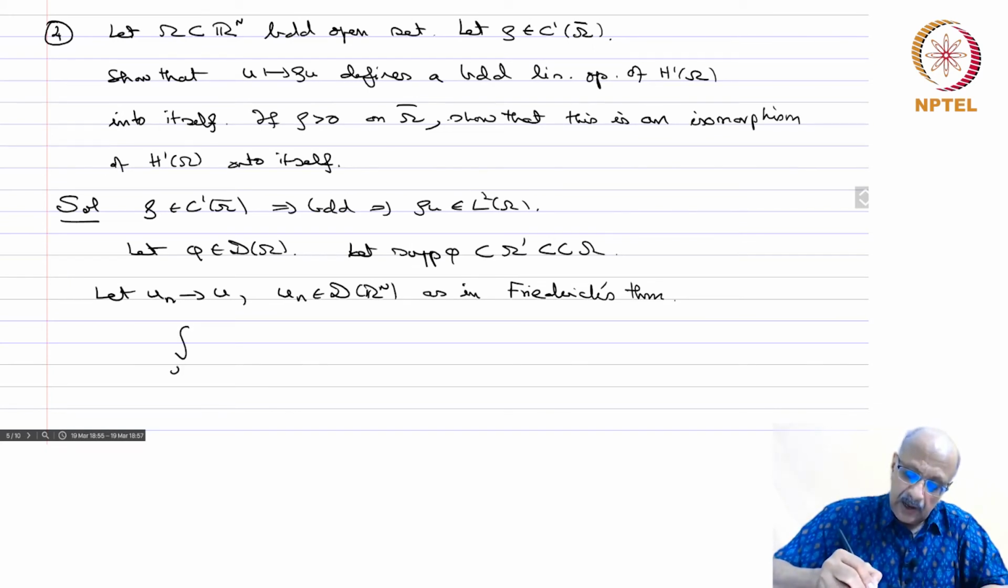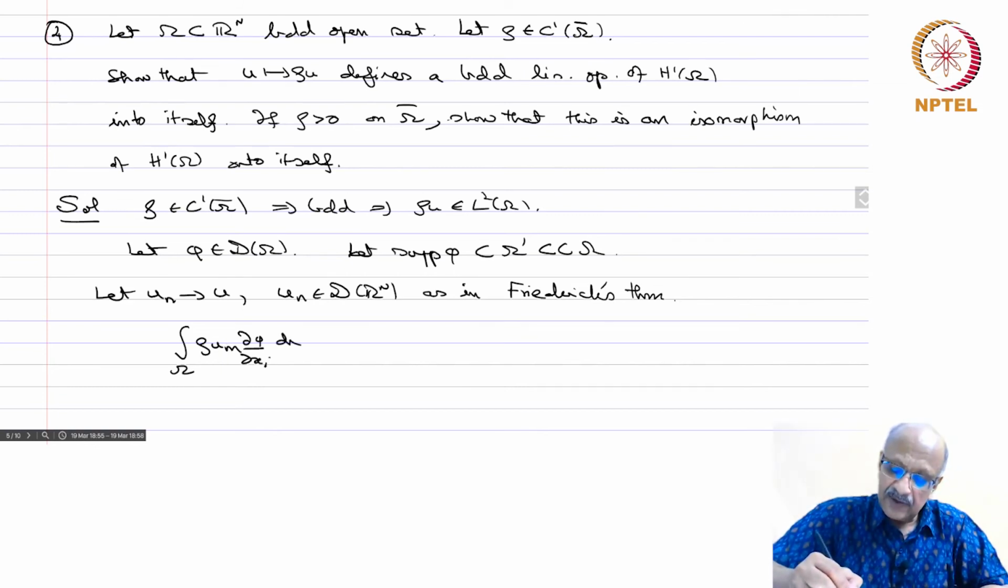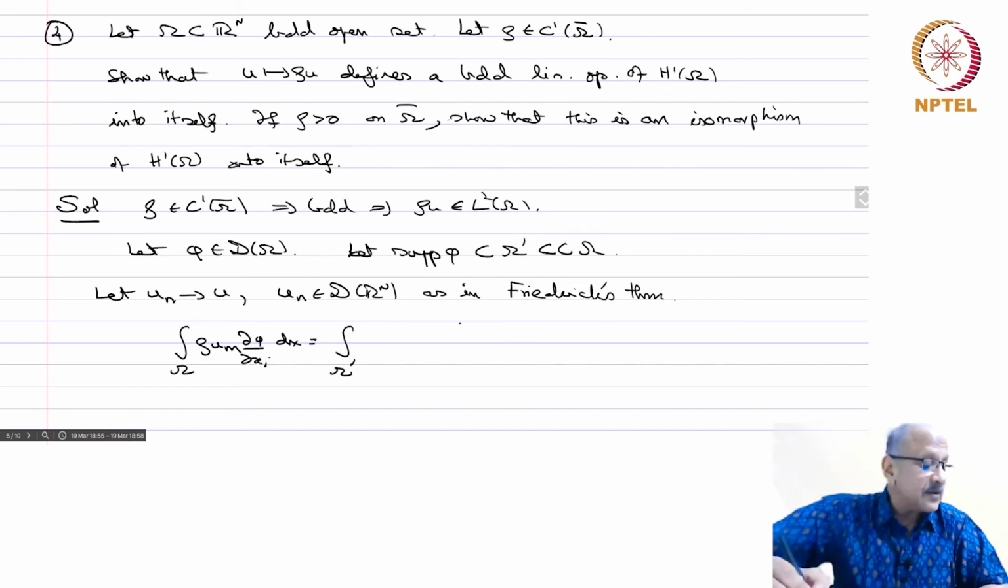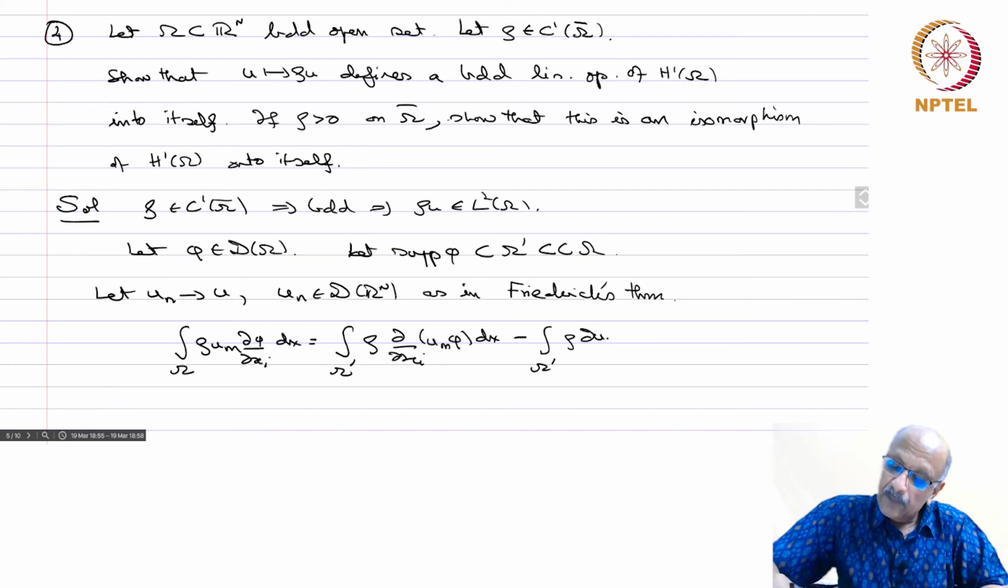So the integral on omega of rho un d phi by dxi dx, we have to compute the derivative of rho u. Because the support is in omega prime, I can write this as the integral on omega prime of d by dxi of rho un phi dx minus the integral on omega prime of rho dun by dxi phi dx.